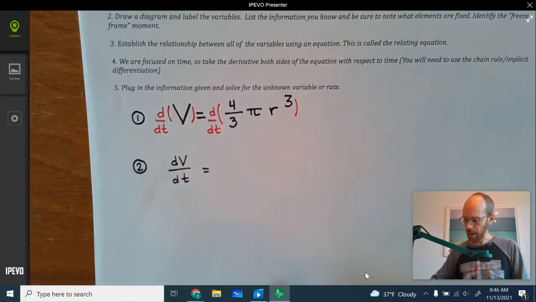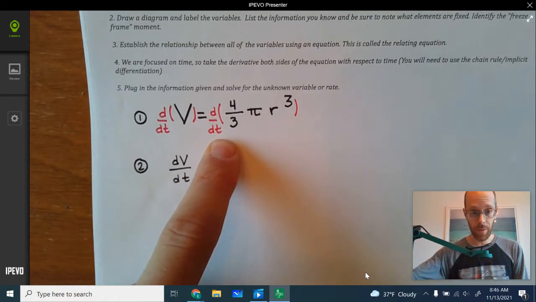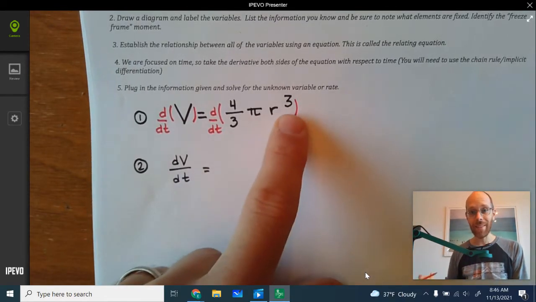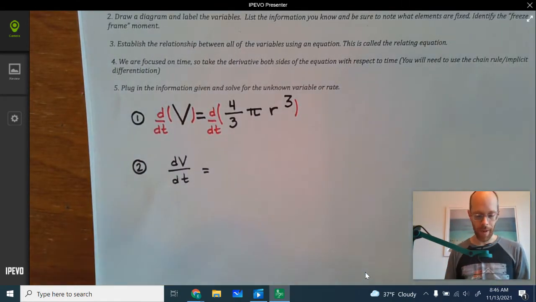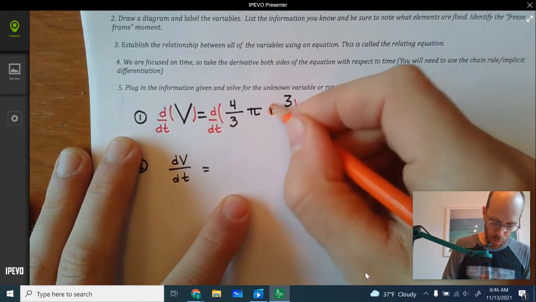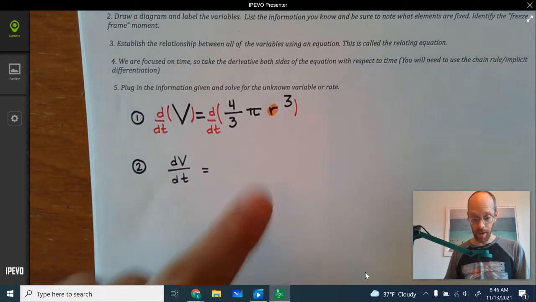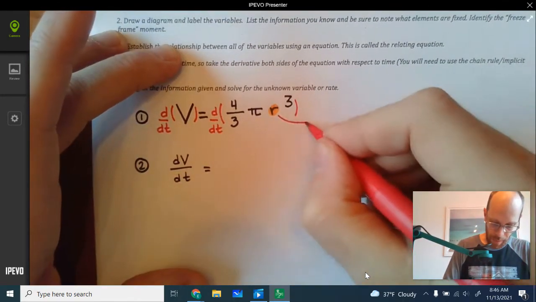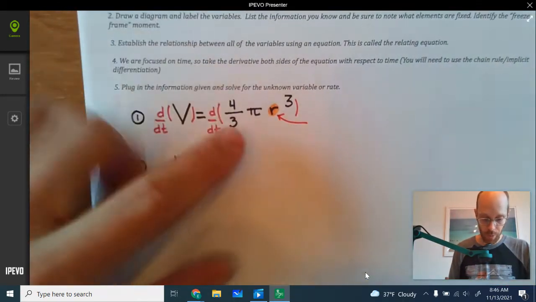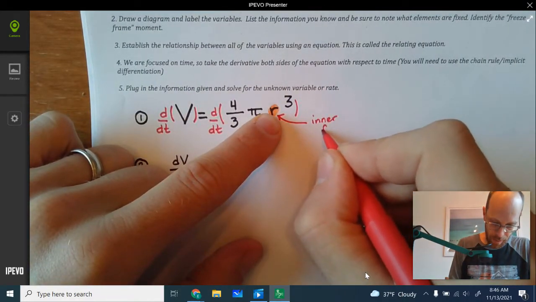On the other side, see how the variable that we're taking the derivative with respect to and the variable that's in the equation, they don't match. And there's a reason they don't match. It's because this radius changes as time goes by. So this is actually a moving quantity. And so you want to keep in mind that this is going to be a chain rule problem where the R is sort of like an inner function.